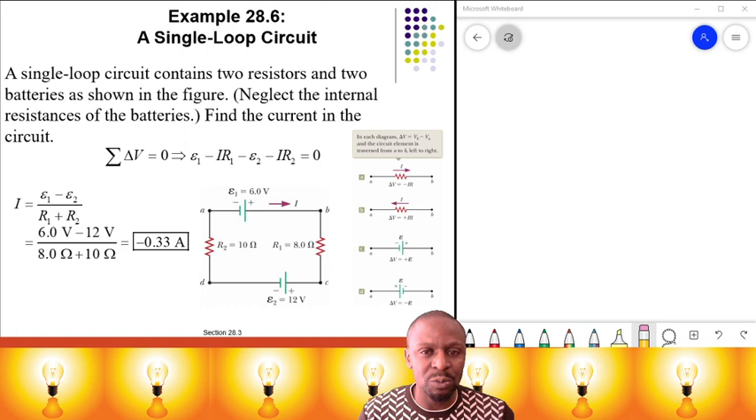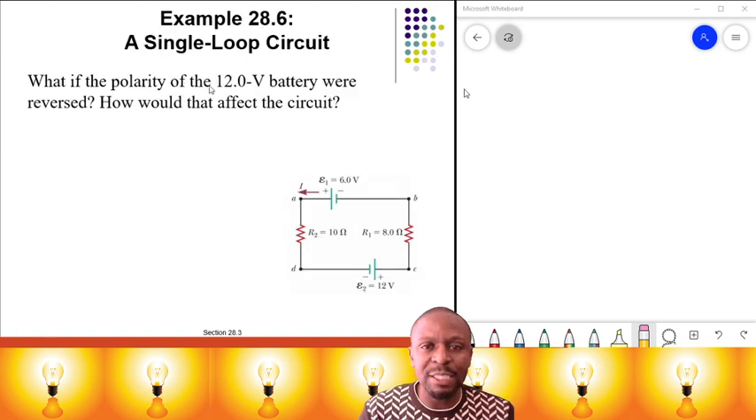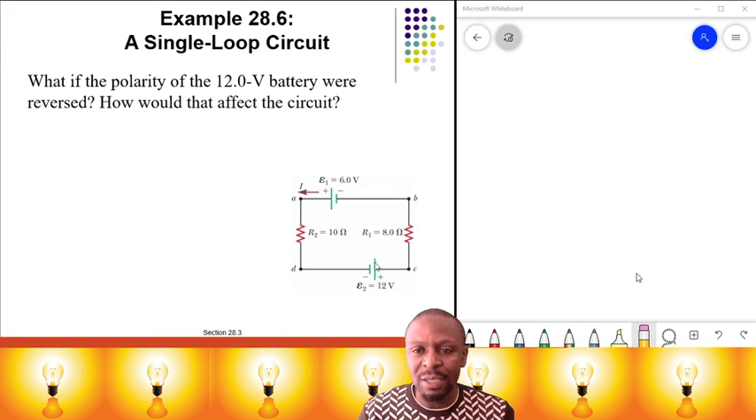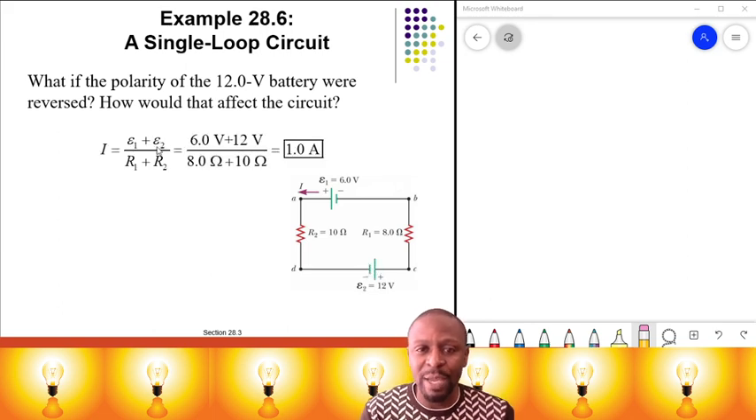Right. Now, what if the polarity of the 12 volt battery was changed? Now, the polarity there is changing to be like this. If the polarity is going to change like that, this is what you are going to have. Instead of having minus there, you are going to have plus. Now, as a result, the current is just going to be 1.0 A, which is totally different compared to the previous current that we obtained.